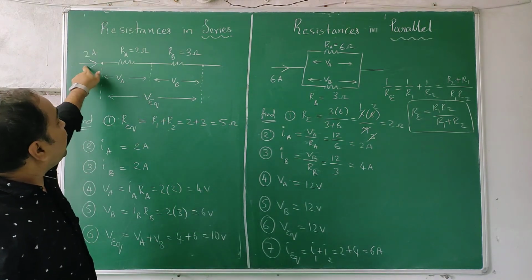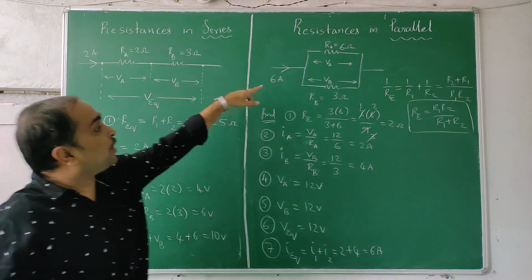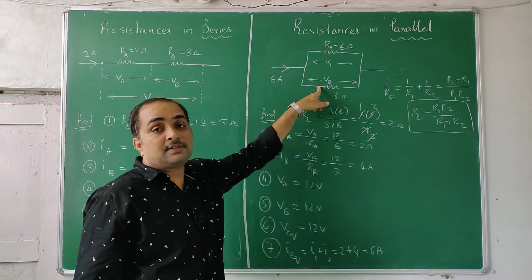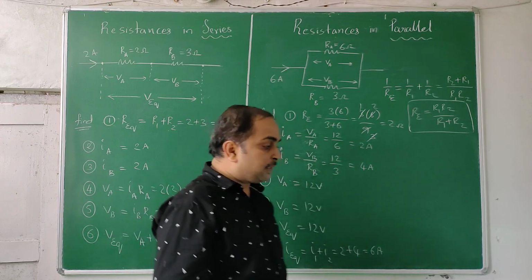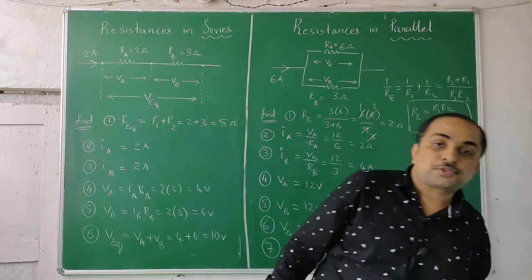So if they give current, you should be able to find the potential differences. You should be able to split the current. These things are elementary required things in series and parallel circuits.